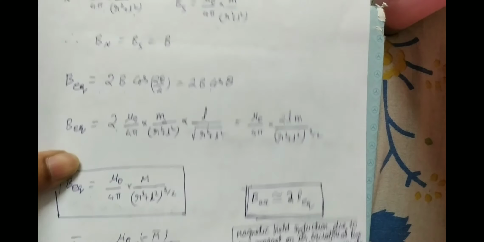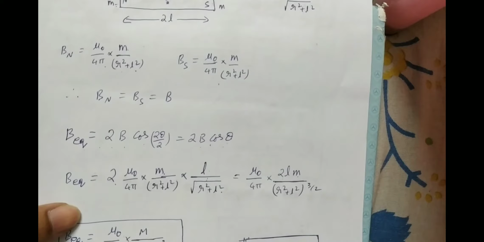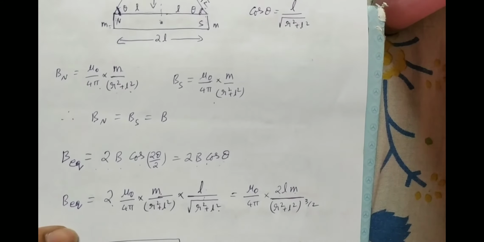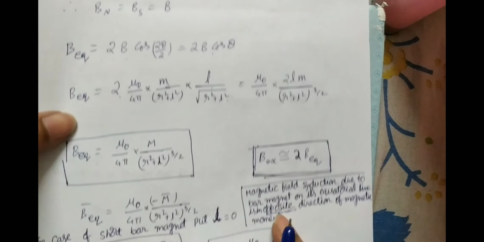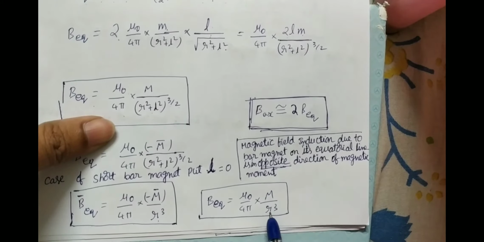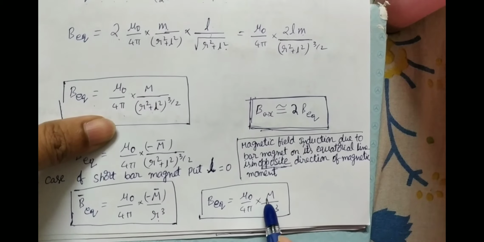Now we'll see what is the magnetic field induction on the axial line for a short bar magnet and what is the magnetic field induction on the equatorial line. On the equatorial line, this is the magnitude, mu naught by 4 pi, m by r cube. On the axial line, here you get 2.